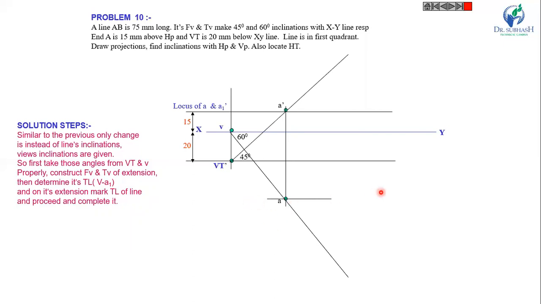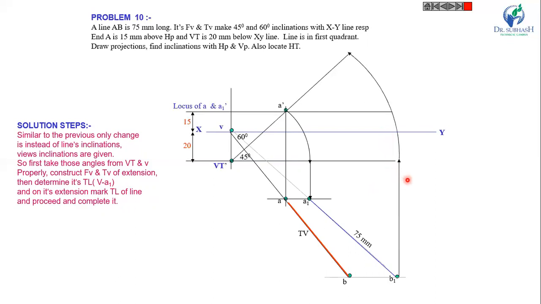Now draw the locus of point A. So you will get your point A1. Join this A1 with point V, and it is 75 mm. You will get the point B1. Now draw the locus of B1. So it will intersect this line at the point B. This AB is the top view. Similarly, you can find the front view. A dash B dash is the front view.